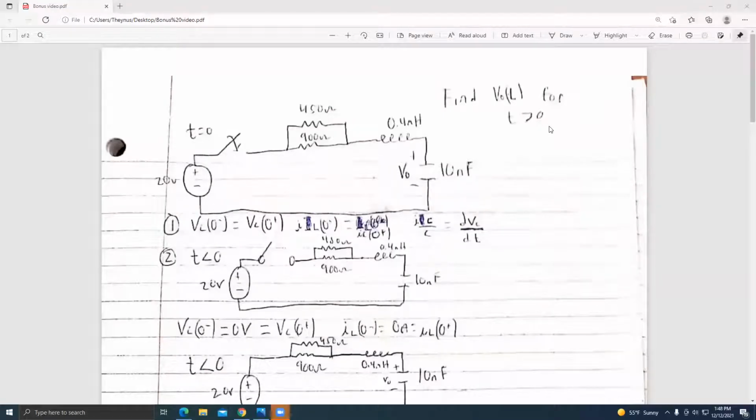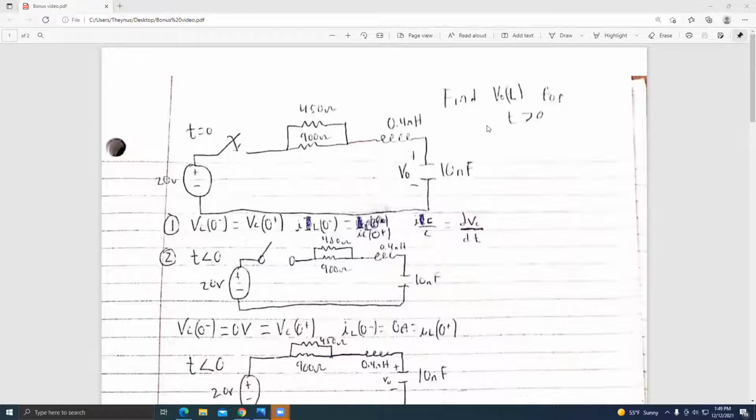All right. This video will be discussing second order circuits, RLC in series and underdamped. So let's begin by looking at our problem. Our problem can be found right here. As you can see, it has a 20-volt source with a switch that closes at t equals 0, two resistors in parallel, an inductor, and a capacitor.